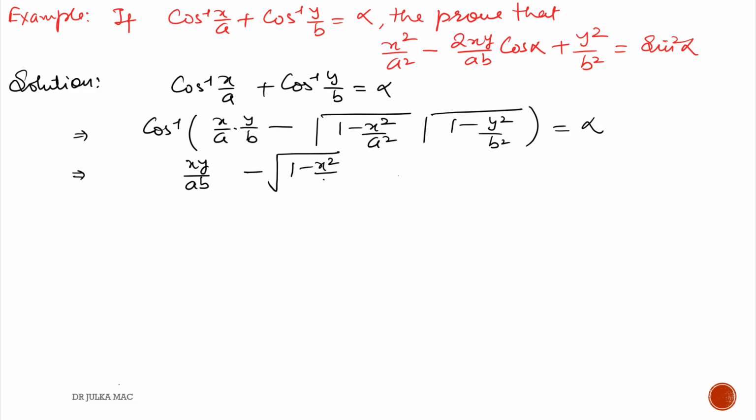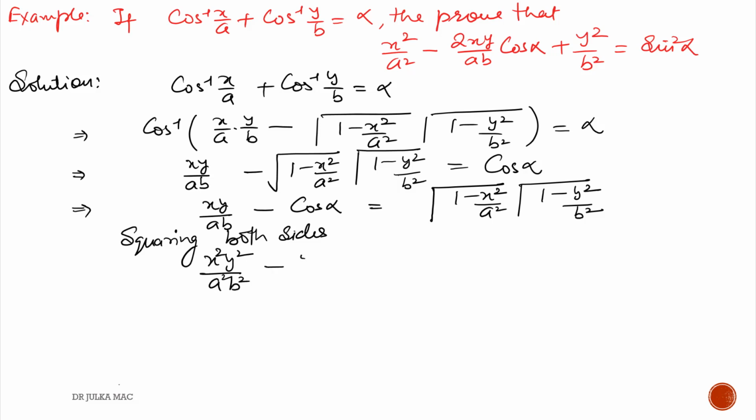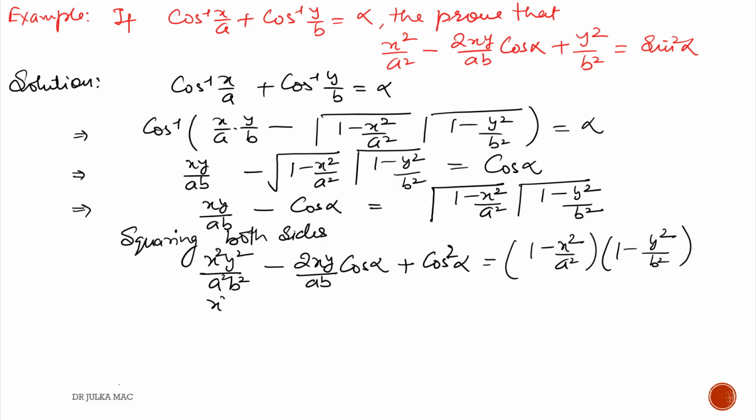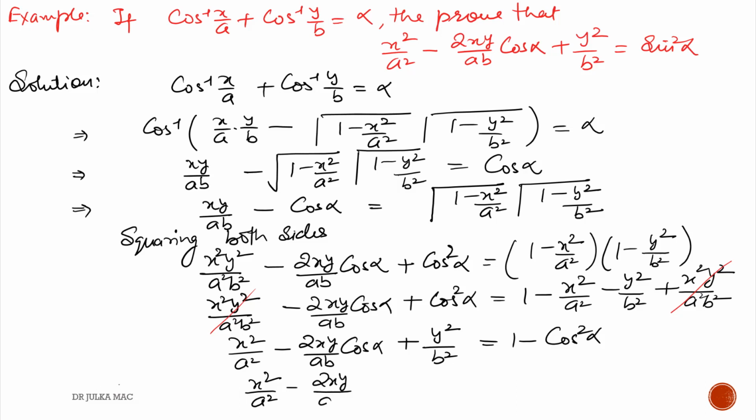Taking cos both sides, we will get xy/ab − √(1 − x²/a²) √(1 − y²/b²) = cos α. So xy/ab − cos α = √(1 − x²/a²) √(1 − y²/b²). Squaring both sides, we will get x²y²/a²b² − (2xy/ab) cos α + cos²α = (1 − x²/a²)(1 − y²/b²). After simplification, cancel x²y²/a²b² from both sides. We will get x²/a² − (2xy/ab) cos α + y²/b² = 1 − cos²α, which equals sin²α.